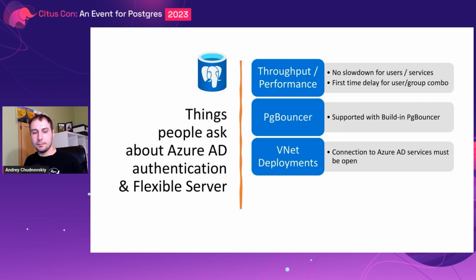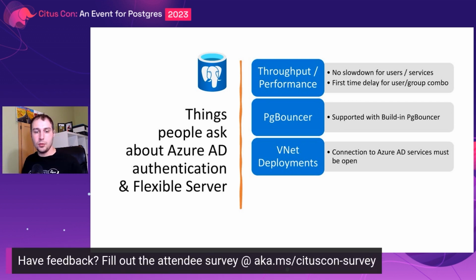For the VNet deployment, so if your flexible server is deployed inside the Azure Virtual Network, you would need to configure your NSG rules, route tables, or firewalls to allow the flexible server to connect to Azure AD services. Otherwise, the feature would not work.